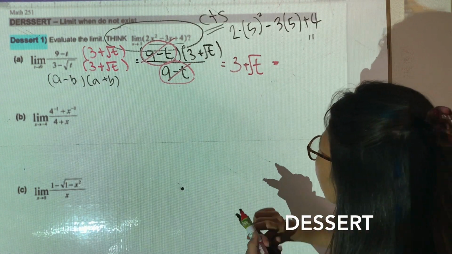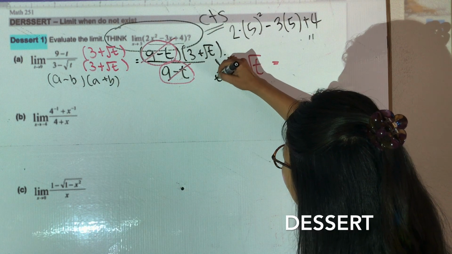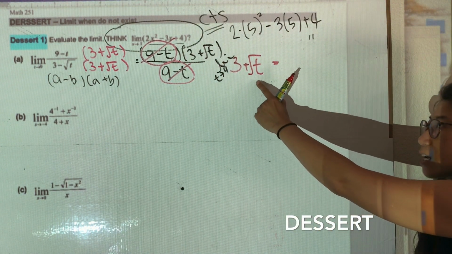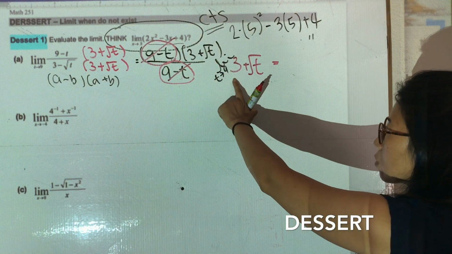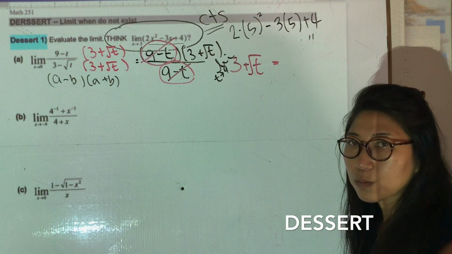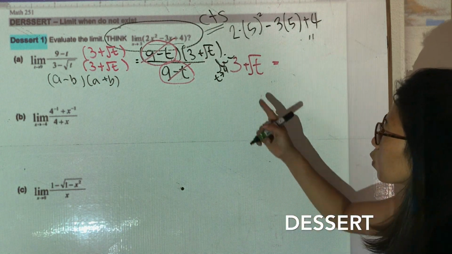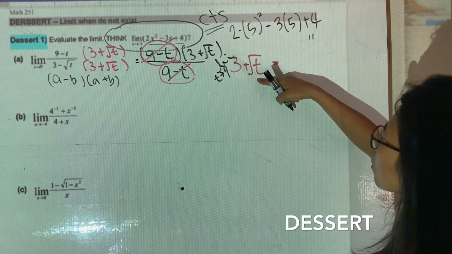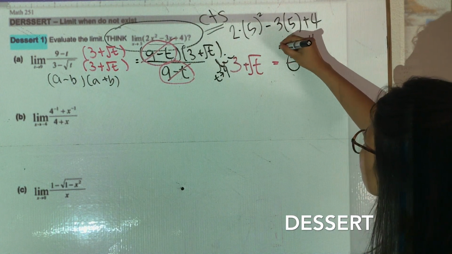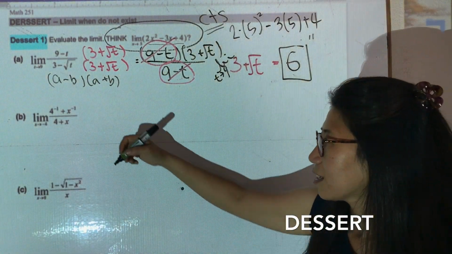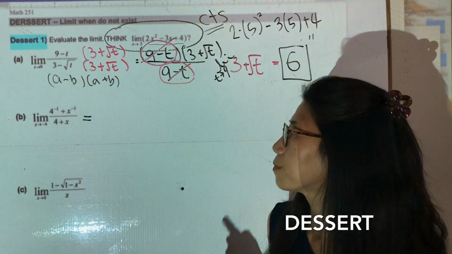Then can I plug in my limit, t as 9? Yes, because this is now a continuous function. 3 is continuous, root t is continuous. When you add them, it's going to be continuous by the property. So this is continuous. So by plugging in 9, I'm going to get 6 as my limit. Okay, let's look at B.